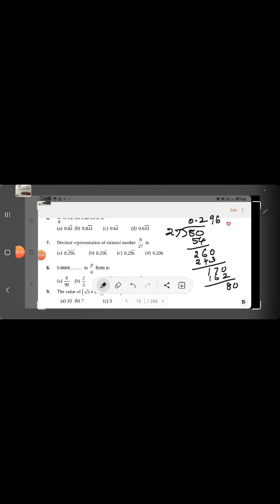So this is non-terminating and repeating. You can express 8 by 27 in the form 0.296. As this 296 keeps on repeating, you can put a bar over it. So this is the answer, 0.296 with a bar. The option is A.